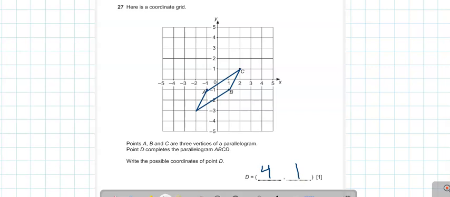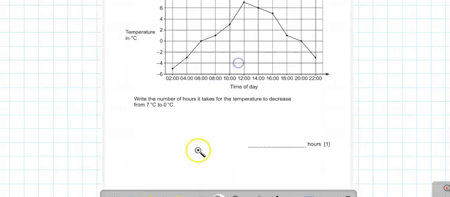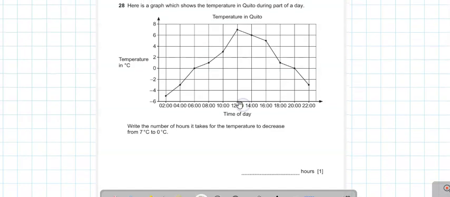Next question. This graph is a line graph of a temperature in some place. Write the number of hours that it takes the temperature to decrease from 7 to 0. From 7 to 0, it was here at 12, and when it reaches 0, it's here at 20. Okay, so it's 8 hours.